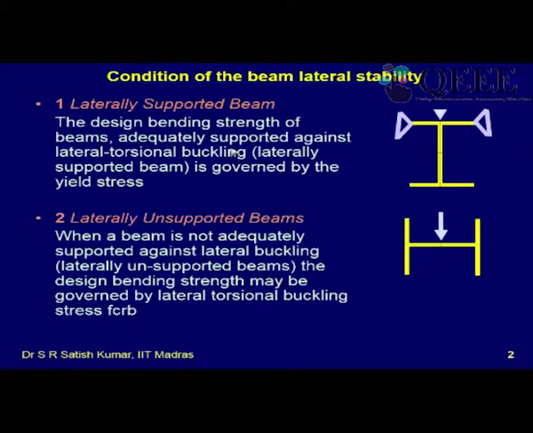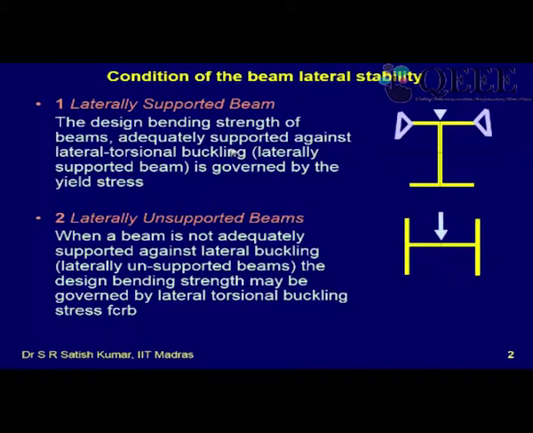Actually, it says that when a beam is not adequately laterally supported against lateral buckling, the design bending strength is reduced, because it will buckle earlier than reaching MP. So the design bending strength with M critical is a function of lateral torsional buckling stress FCRB, where FCRB is the critical lateral buckling stress. And how to calculate MCR or FCRB, we will see that in this lecture. Okay, so it depends on several issues.